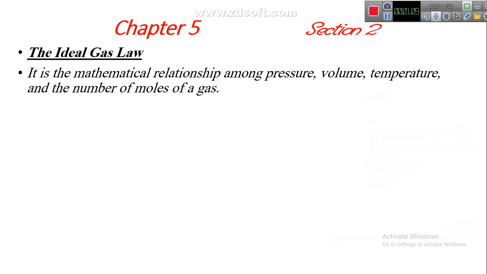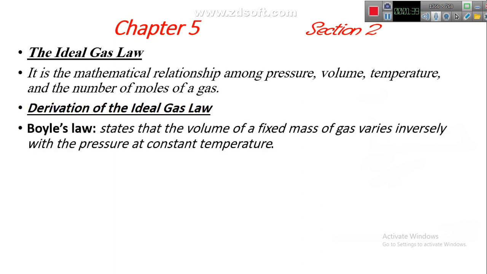The ideal gas law is the mathematical relationship between pressure, volume, temperature and the amount of substance, or the number of moles of gases. The ideal gas law is derived from three laws: Boyle's law, Charles' law, Gay-Lussac's law, and Avogadro's law. In Boyle's law, the relation is between volume and pressure at constant temperature.